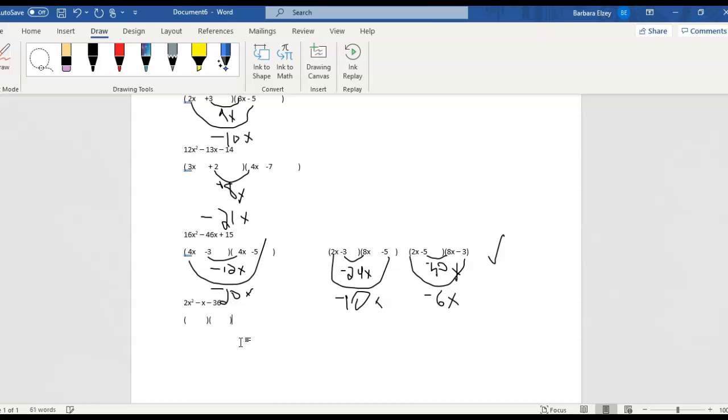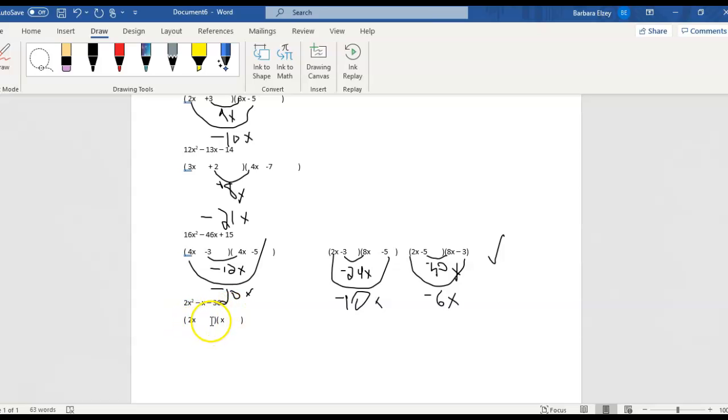There's only one choice for 2x squared. It has to be 2x and x. So that makes that a little bit easy. But there's lots of choices for 36. So we could have 6 and 6. We could have 4 and 9. We could have 3 and 12. We could have 1 and 36. So 4 and 9 are usually the ones that we think of first, or 6 and 6.